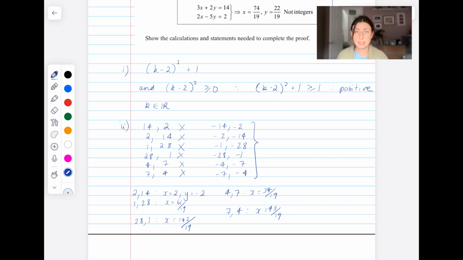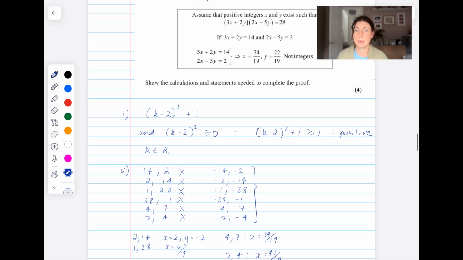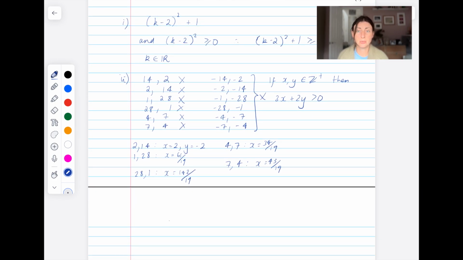Now we need to consider these minus signs. You can keep going in the same way, but you can also notice that if x and y are both positive integers, then 3x plus 2y, that's the first bracket, so 3 times a positive number, plus 2 times a positive number, that's always going to be positive. So that immediately discounts all of these negative options. They're not going to work, which is a much quicker way than actually going through them all. When you've done that, you're finished. All you need to do is write down your concluding statement or statements.